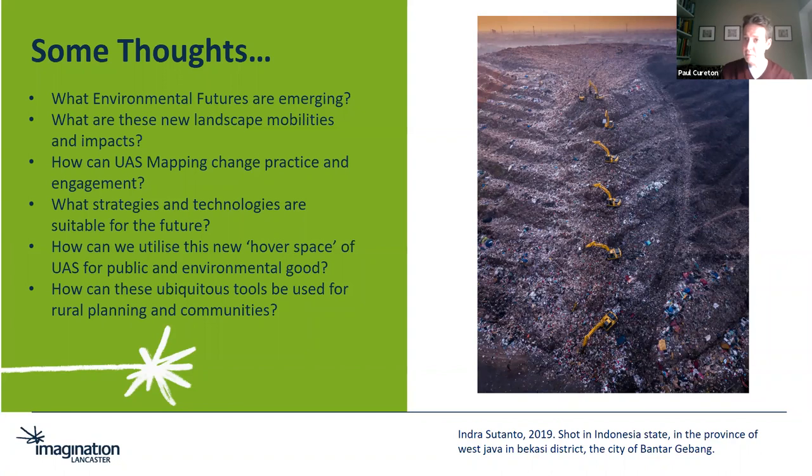Think about the radical possibilities of mapping and its implications for practice. Think about our strategies going forward. Think about what I call the hover space. This new lower resolution height, only 50 meters up to 400 feet above us, and these drones that are giving us a really clear reality, a representation of our spaces and aerial ontology. And think about the ubiquity of the tool and use it in a really beneficial way in planning and communities.